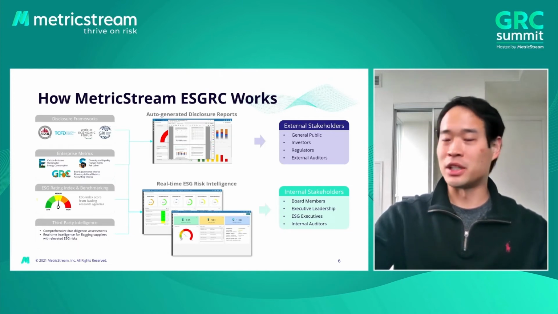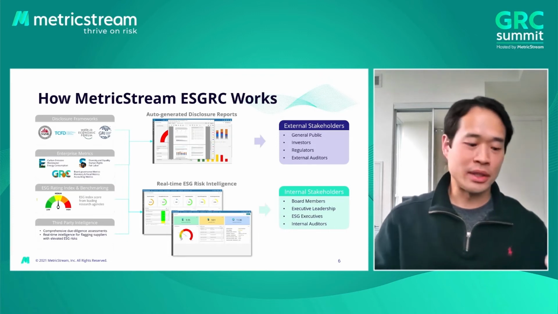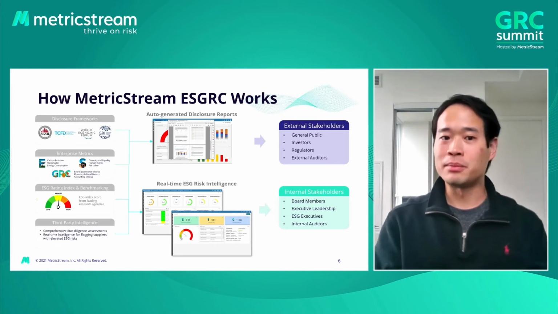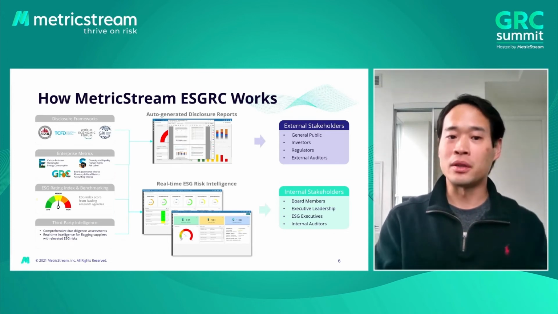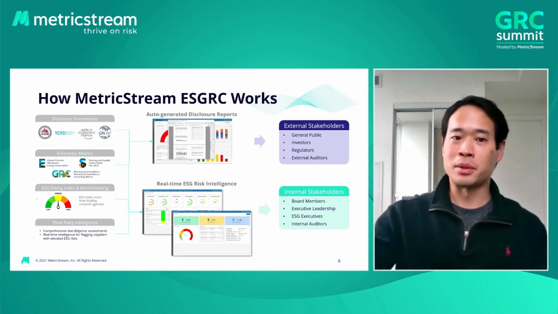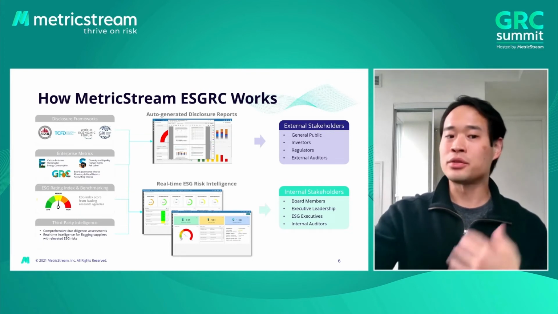Enterprise metrics management. How do we identify environmental metrics, social metrics, and governance metrics from different sources, whether these are automated or manual inputs? How do we capture and gather all of that information in a single place for the purpose of disclosure reporting and also your dashboards?